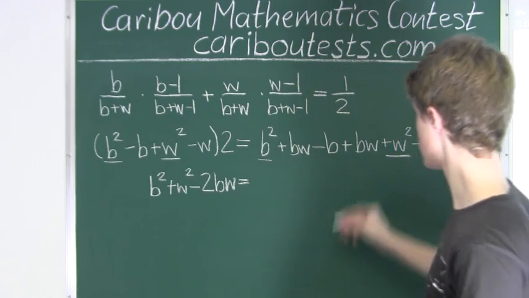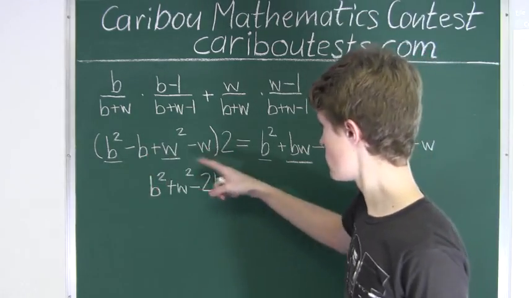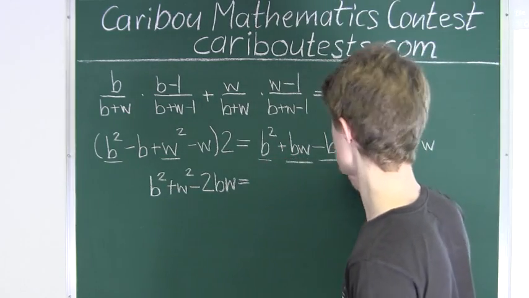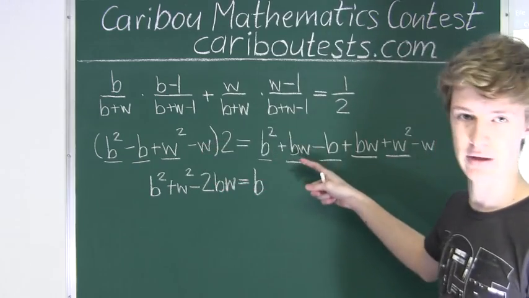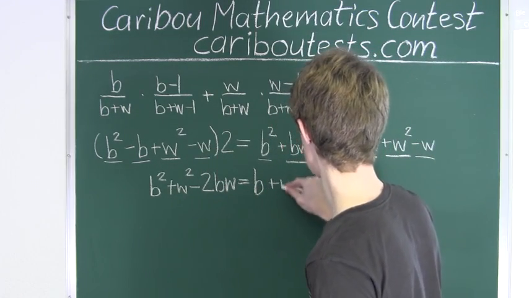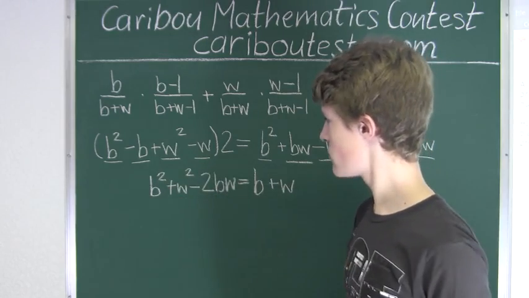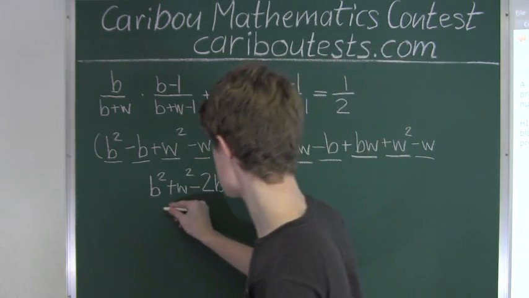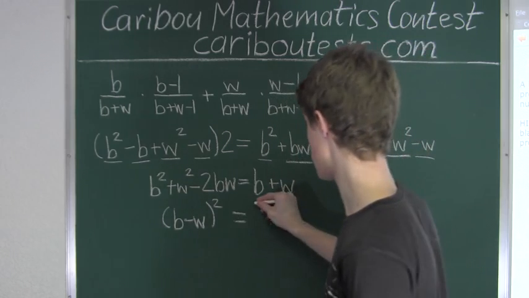That is equal to, okay, now let's go to the B. We have minus B times 2 is negative 2B, bringing it over here is 2B, minus B is just B. And now with W, we have minus 2W, bringing it over here is 2W, minus W is just W. Okay, and now if we remember our binomial formulas, we can arrange this as B squared minus 2BW plus W squared, and we can see that that is B minus W in brackets squared. And of course this equals B plus W.